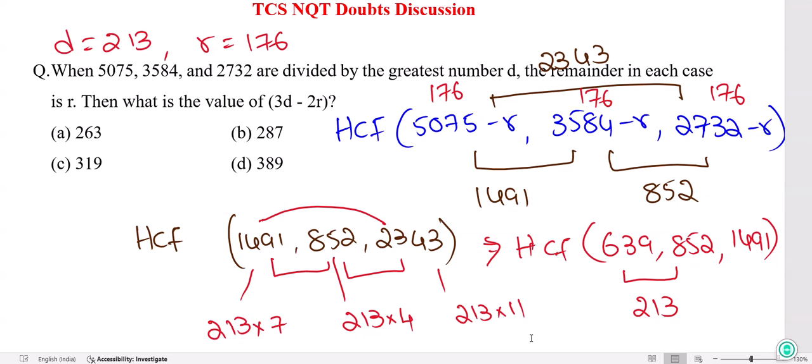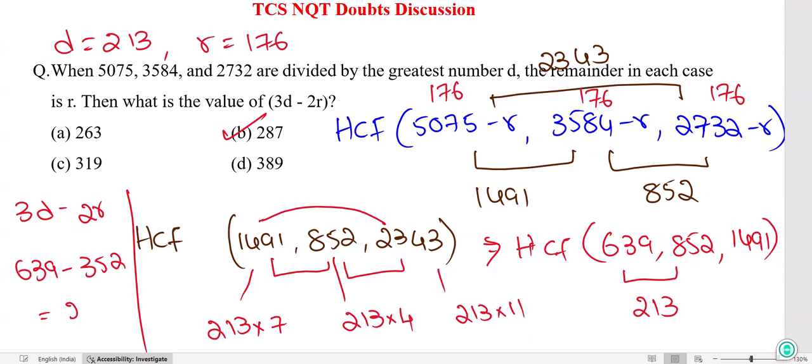So 639 minus 352. Answer is 3D minus 2R. 639 minus 352, which is 287. Option B is suitable. Check once. Any doubt in this procedure, please let me know. Right. Some other couple of questions your friends also asked. This one question alone we discussed close to 15 minutes. This is a bit difficult one in HCF concept actually.